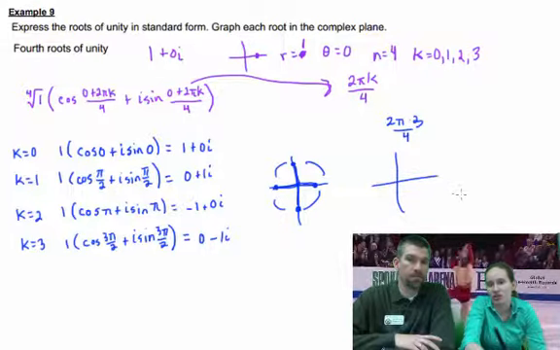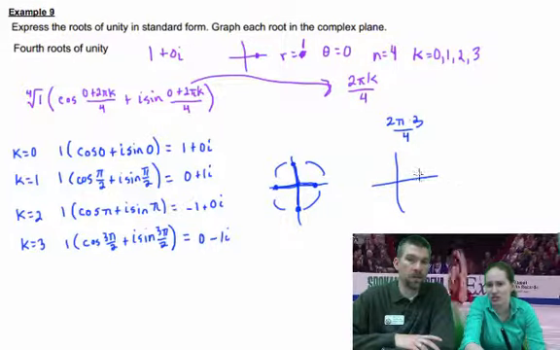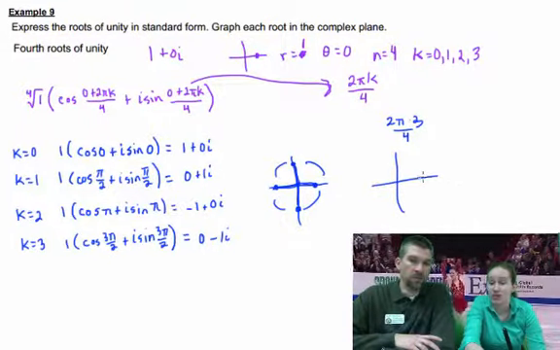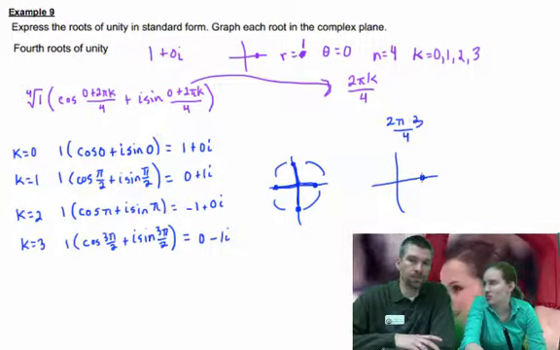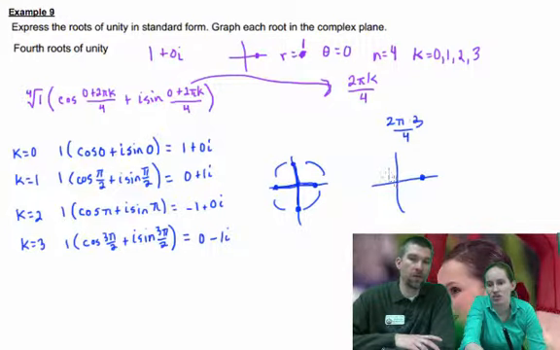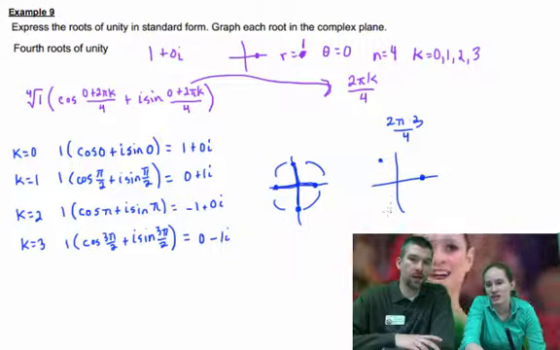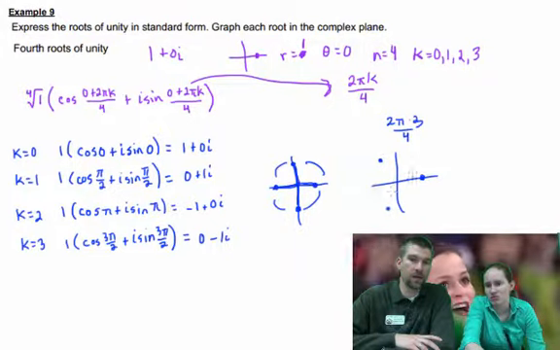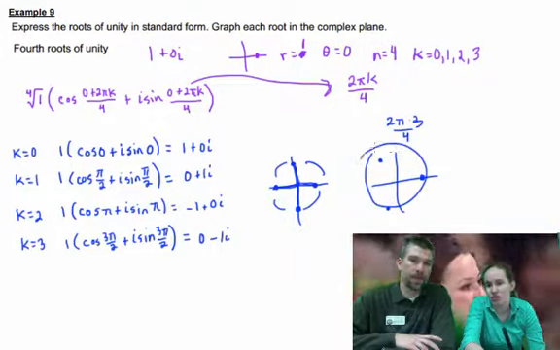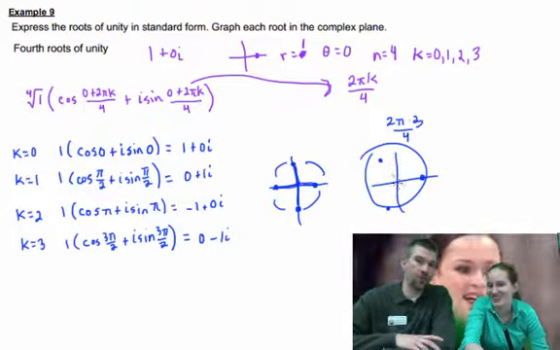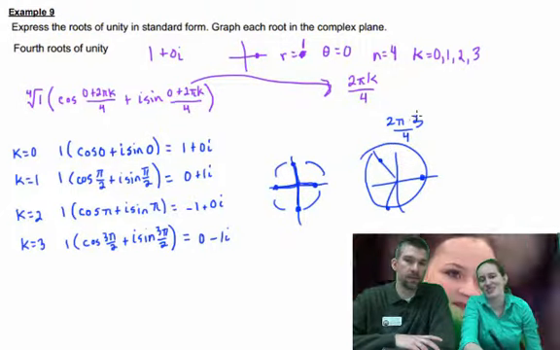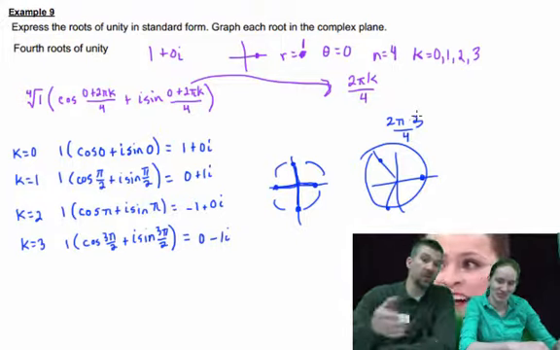If it was the third roots of unity, you'd start here again, but then you're dividing the circle into thirds. So over here and down there somewhere, because that's dividing a circle into thirds. That's a great circle. But this is really a cool thing.